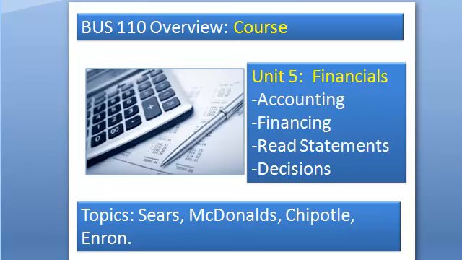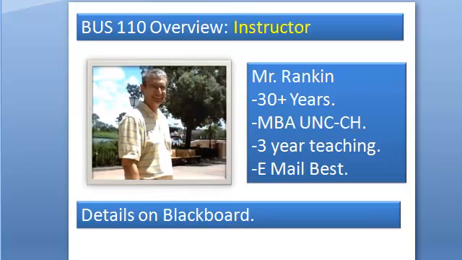And then Unit 5 is all about how businesses keep score with their financial information. So how do they do accounting? How do they do a little overview of financials? How do you read a financial statement? So that's sort of the course. There'll be 5 units.